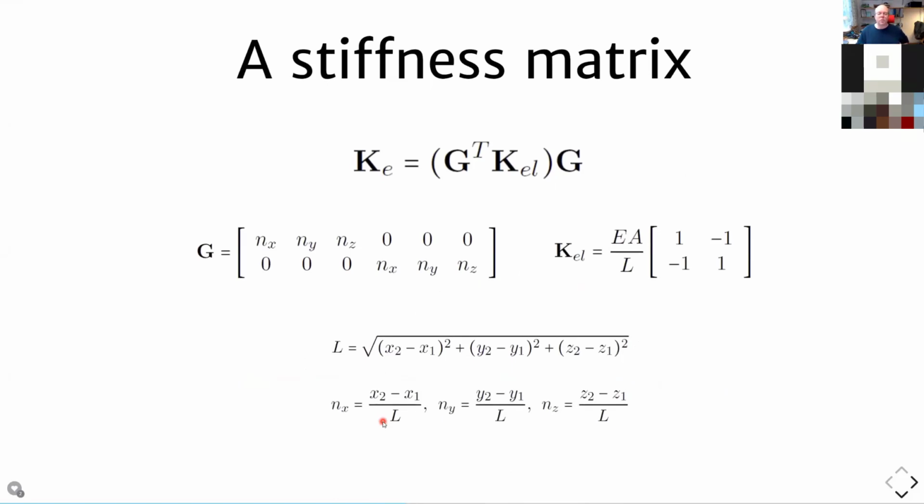Just to illustrate a more concrete example from my own area, structural mechanics, I will do a simple stiffness matrix. In this case, I want to compute the stiffness matrix KE, and that is done by multiplying G transposed, K element, and G. I want to do that in Fortran. So G is this one here, and then K element is this expression, and then I have some variables here I want to compute as well.